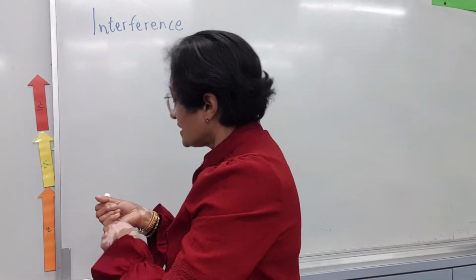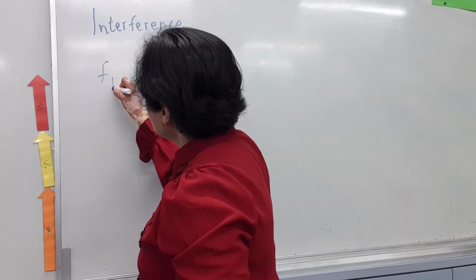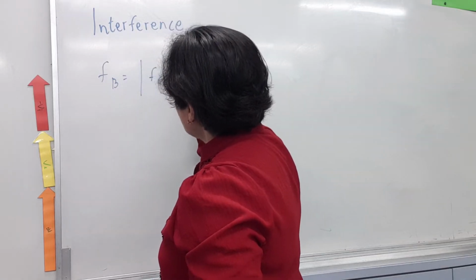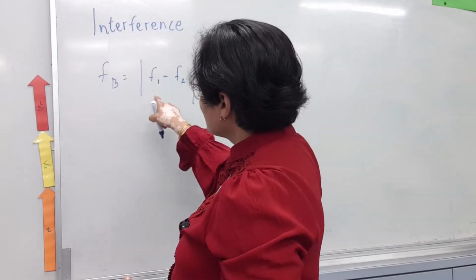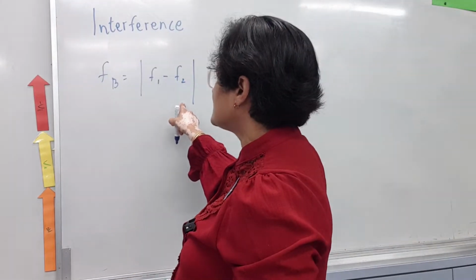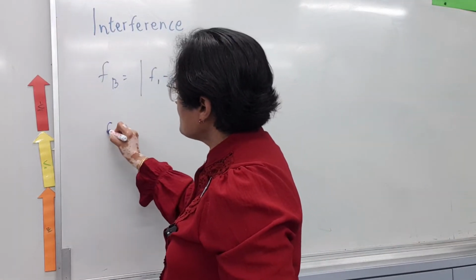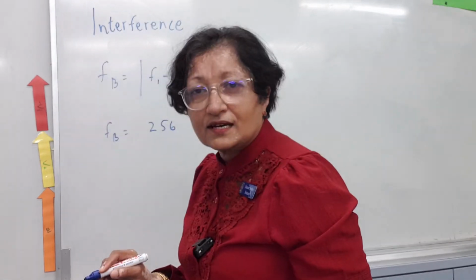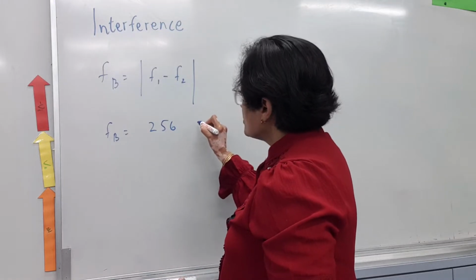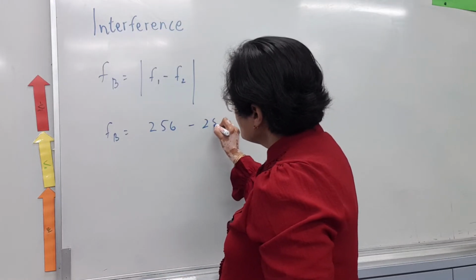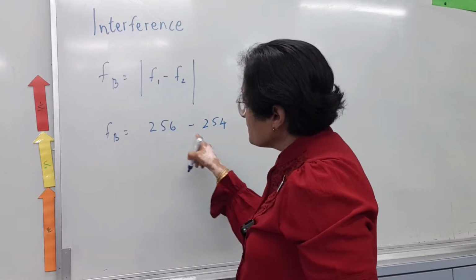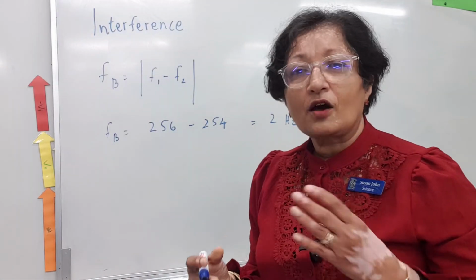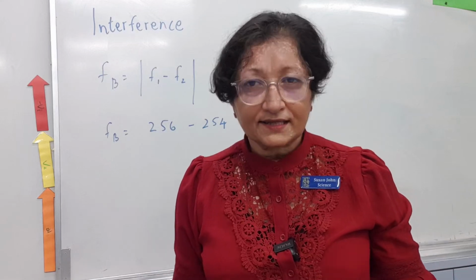So the beat frequency is given by f_B, beat frequency. This is an absolute value. In other words, it can never be negative. So it's the bigger frequency minus the smaller one. So for example, if the frequency of one of them was 256 hertz and the other one was 254 hertz, so slightly different, your beat frequency would be 2 hertz. Okay? So that's how many times the pulsing happens in 1 second.